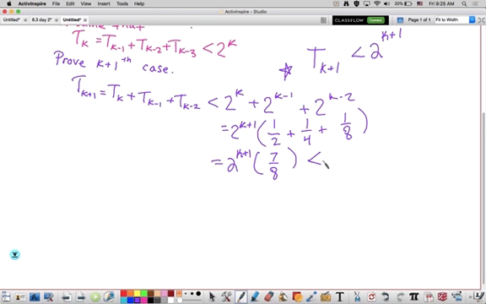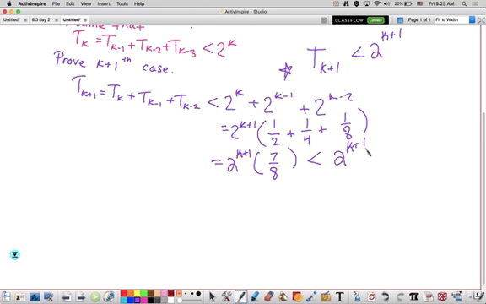What's that less than? 2 to the power of k plus 1, right? So it seems so clear after you do it, right? Yeah? No? Well, let's talk about it if it doesn't. It should be clear, right? All of these steps follow logically. This is from the rule.